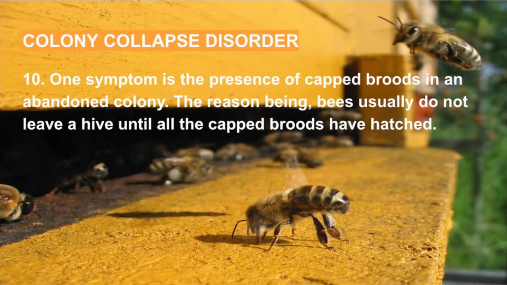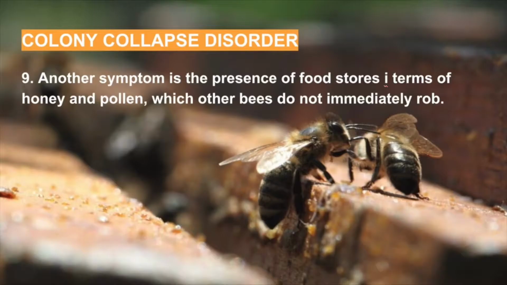Number 10. One symptom is the presence of capped broods in an abundant colony. The reason being, bees usually do not leave a hive until all the capped broods have hatched. Number 9. Another symptom is the presence of food stores in terms of honey and pollen, which other bees do not immediately rob.